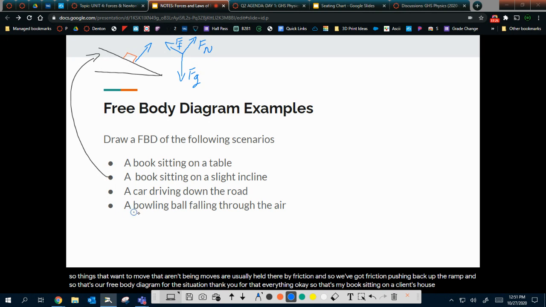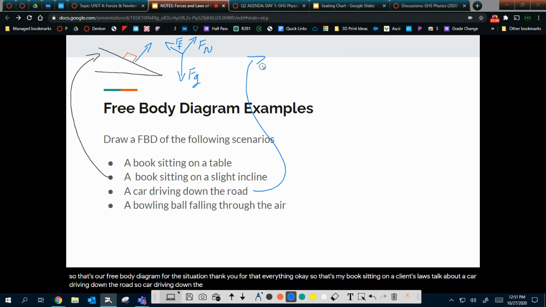So now let's talk about a car driving down the road. I'm not going to draw a picture of that. I think most of y'all can imagine that, right? Well, what forces are acting on this car driving down the road? Yeah, we could have a force of thrust. In order to determine a force of thrust, we're going to have to make up a direction that it's traveling. So, okay, sure, it's moving to the right.